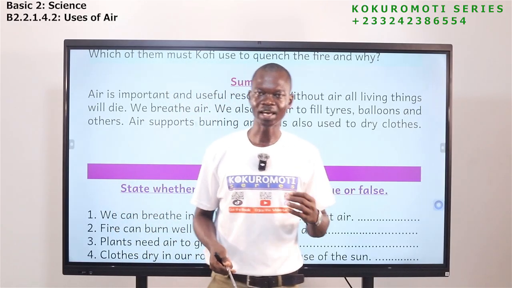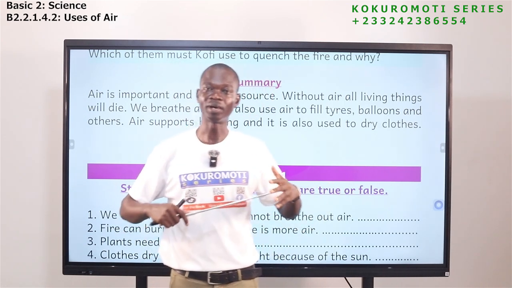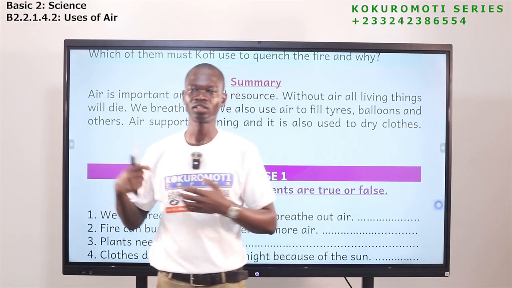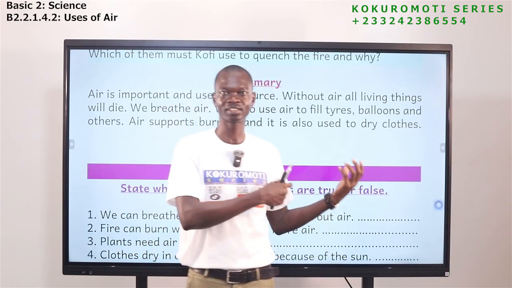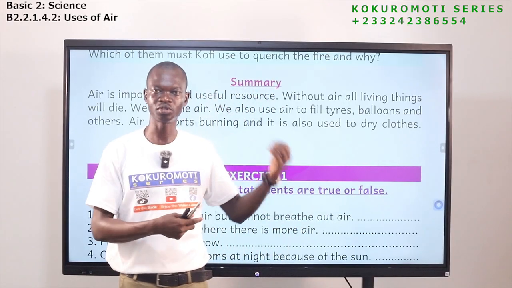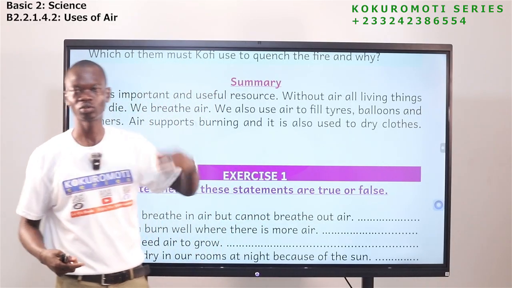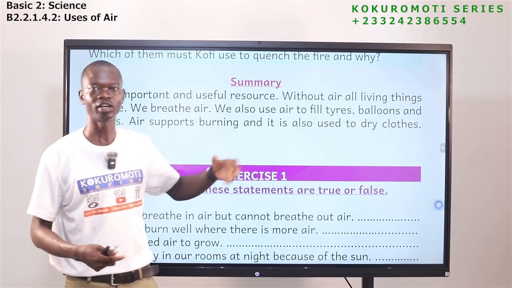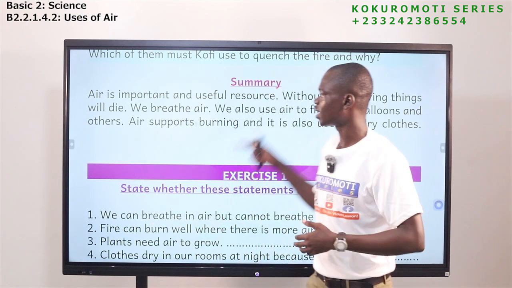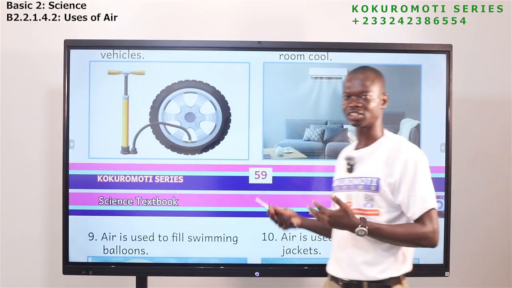Apart from using air for breathing, we use air for burning, for filling tires, balloons, swimming life jackets, swimming balloons, so we use air to fill them. Air supports what? Aeroplanes, and it also helps kites to fly. Air also helps ships and what? Boats to sail on the sea. Air has so many uses. The air that we enjoy in the house, air conditioning and other things.